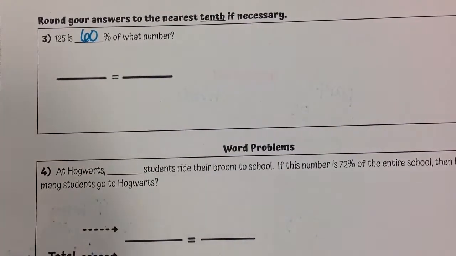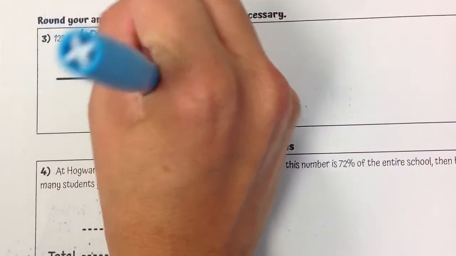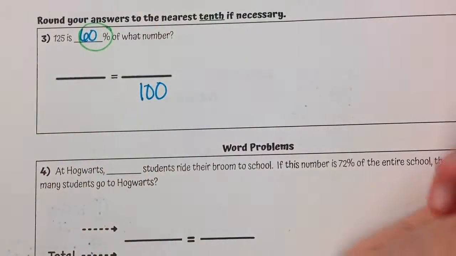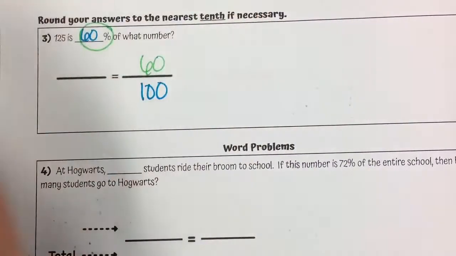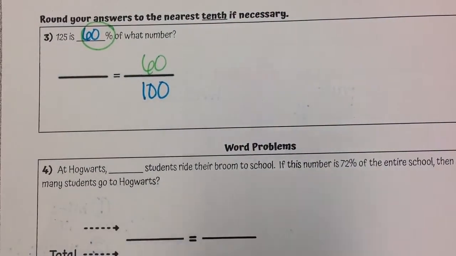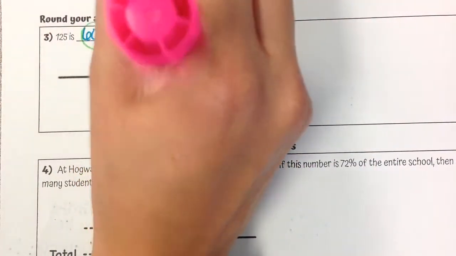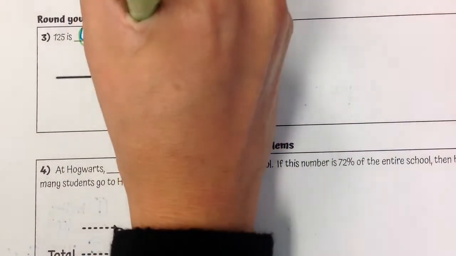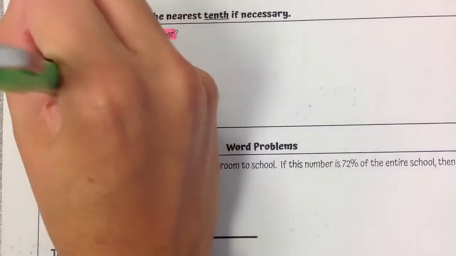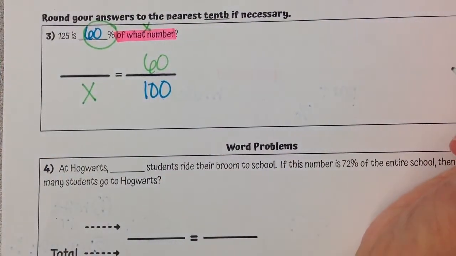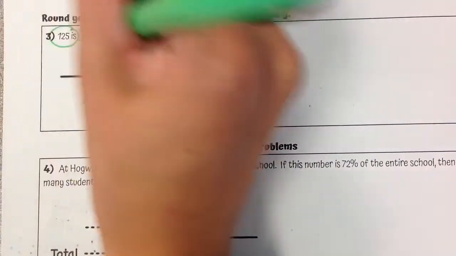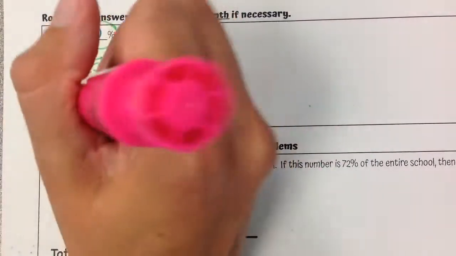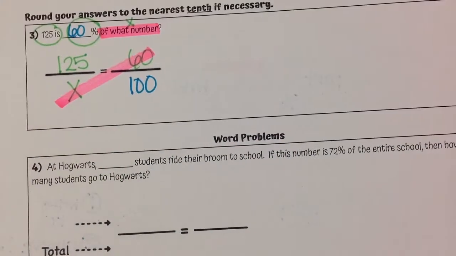So first step, plug in 100. Second step, circle the percent, so 60%. Third step, highlight what comes after the word of: what number? Because that's talking about our whole. That means that is our unknown. That goes on the bottom left. And then circle the part. 125 is. Now we've got our proportion that we can solve.